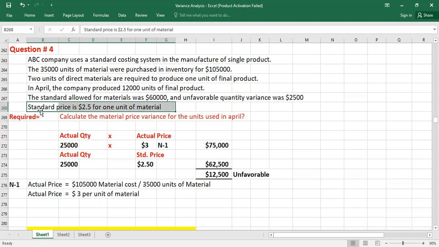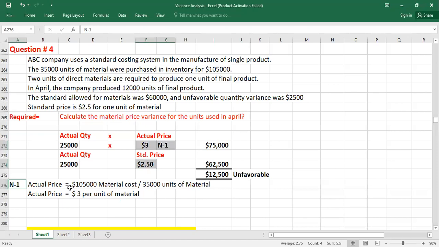So now, guys, we are required to calculate the material price variance for the units used in April, not the material purchased in April. So here you have to calculate the price variance for the units used in April. You will take actual quantity multiplied by actual price, and actual quantity multiplied by standard price. The actual price we need to calculate, and the standard price is given, which is 2.5. So how can you calculate the actual price, guys? This is explained under note 1.